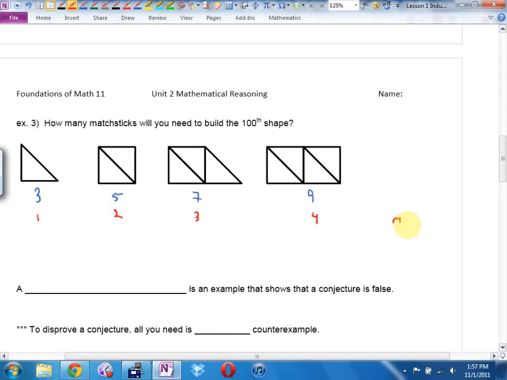So here's the question. Can you come up with an equation that when I plug in a 1, I get a 3. When I plug in a 2, I get a 5. When I plug in a 3, I get a 7. When I plug in a 4, I get a 9. And this I can't help you with. All I can say is think and be clever.